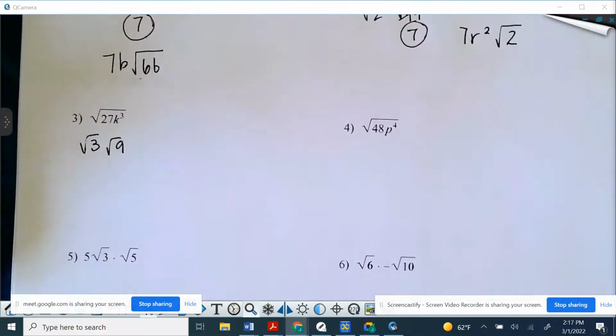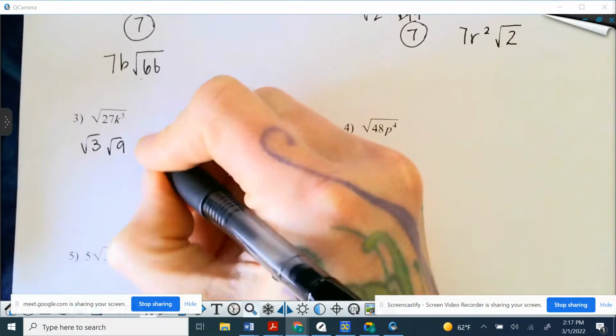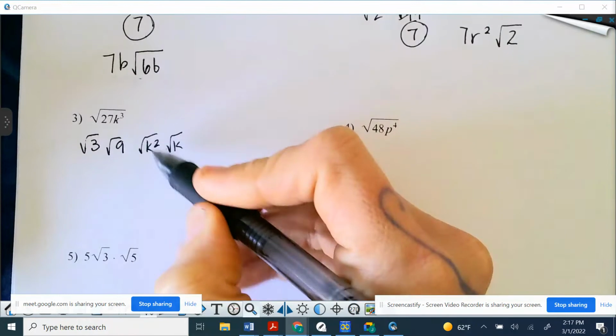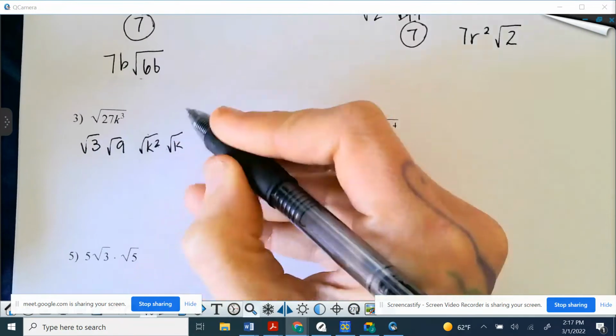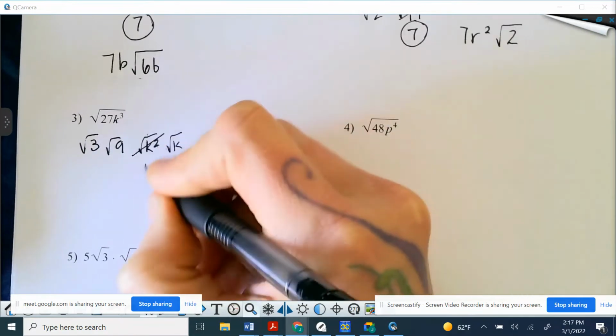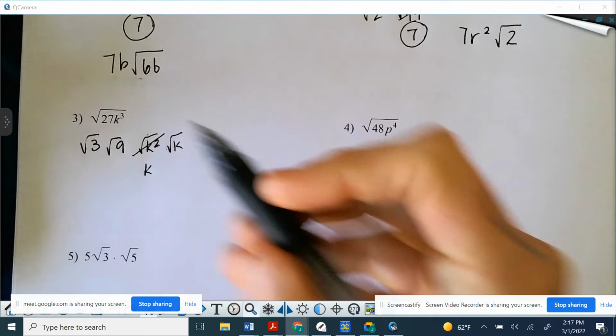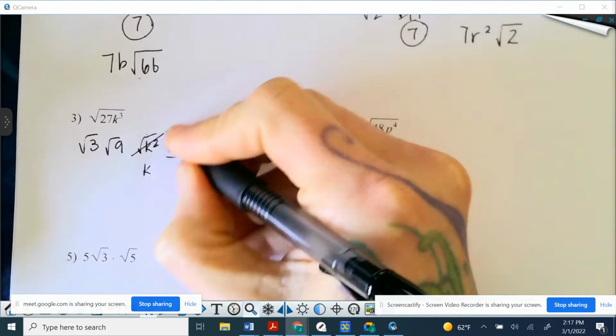And then remember, k to the third is the same thing as the square root of k squared, and then the square root of k. So square root of k squared gets rid of it, and a k comes out because k times k. Or the square root gets rid of the squared portion. This guy is stuck. It can't get any better than this.